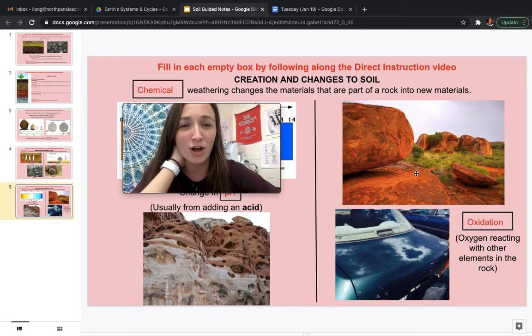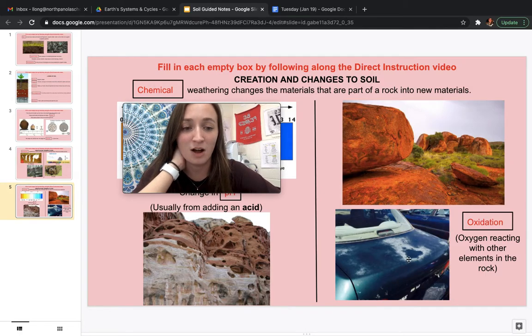The best way to know that chemical weathering has happened is if you have a change of color. So like if you look at these rocks, they didn't start out that beautiful, beautiful burnt orange. They were probably like a dark brown or a gray, and over time it went through all that oxidation, all of that chemical weathering, and it changed the color. It kind of looks rusty.